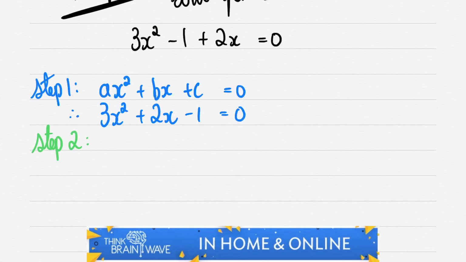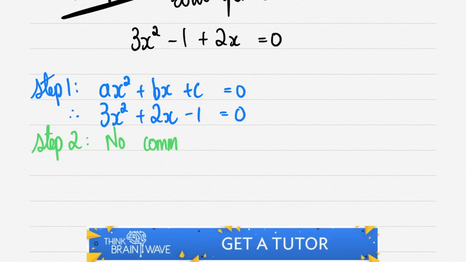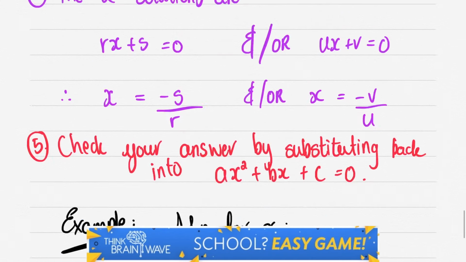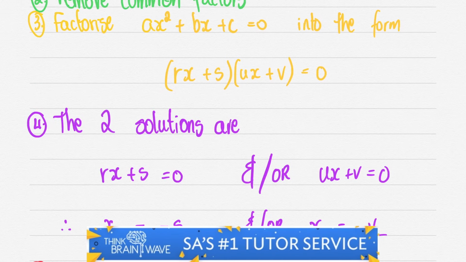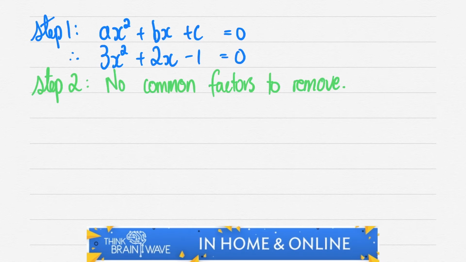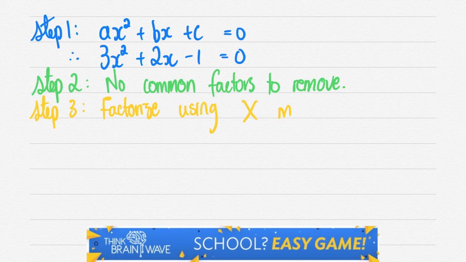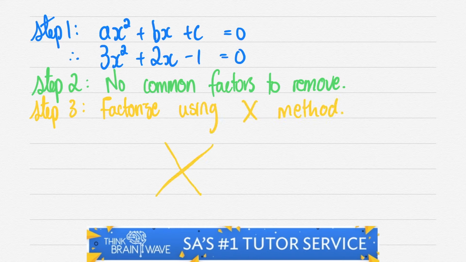Now, let's remove common factors. And as you can see, there are no common factors because nothing goes into 3 that goes into 2. And so that is actually all that you need to do, because if it can't even go into two of the terms, it obviously will not be able to go into the third. Now, let's factorize using the cross method.